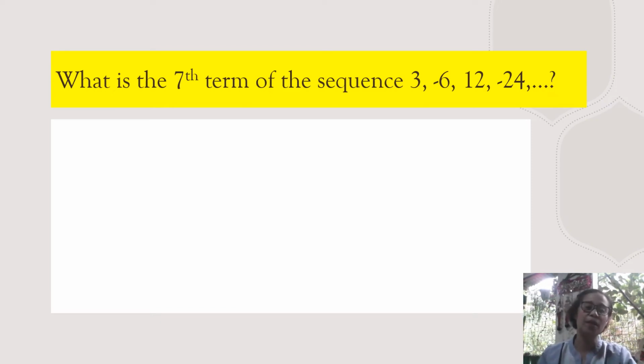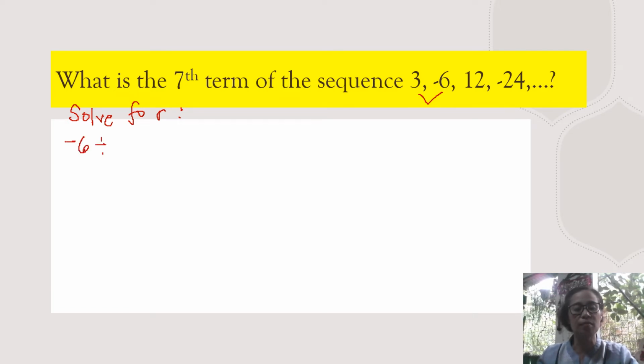Now, let's apply the general rule in finding the next term of a geometric sequence by answering this problem. It says here, what is the seventh term of the sequence 3, negative 6, 12, negative 24? But before we apply the general rule, let us first check whether this is really a geometric sequence. So we are going to solve for the common ratio r. With that, we are going to work backwards.